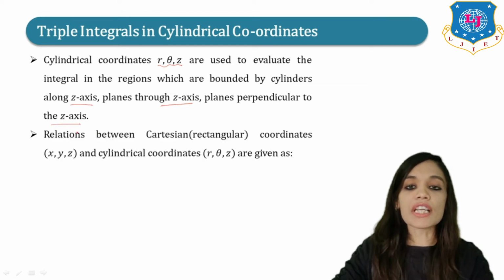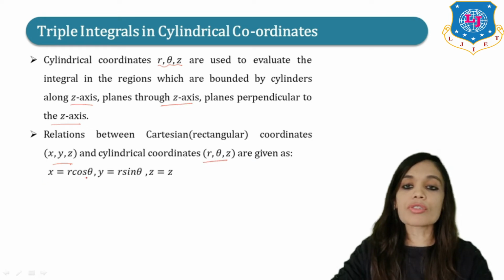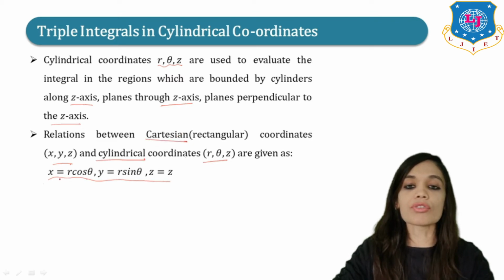The relations between the Cartesian coordinates x, y, z and the cylindrical coordinates r, theta and z are given as x equals r cos theta, y equals r sin theta and z equals z. So whenever you want to convert Cartesian coordinates to cylindrical coordinates, you have to assume x as r cos theta, y as r sin theta and z as z.